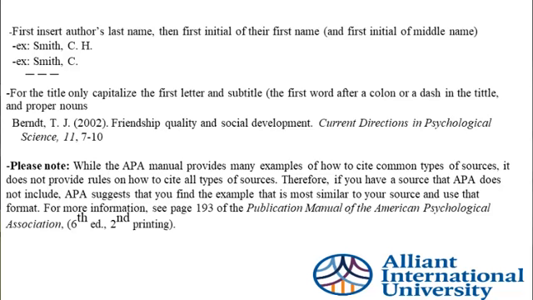For the title of the article, you only capitalize the first letter and the subtitle. So for example, in this one, the title was Friendship, Quality, and Social Development, so just the F on friendship is capitalized. If you were to have a title that says something along the lines of substance abuse, systematic review, you would have the S on substance abuse capitalized, and then the S on systematic review would be capitalized.